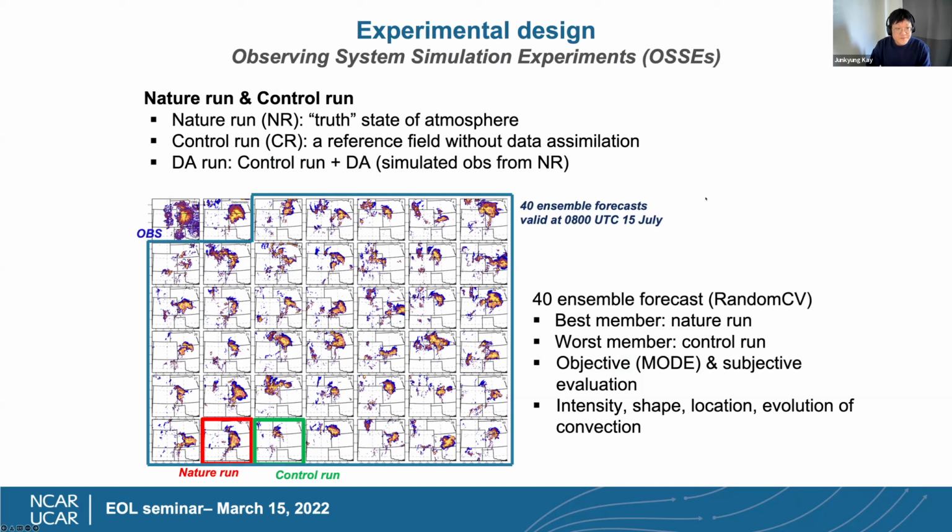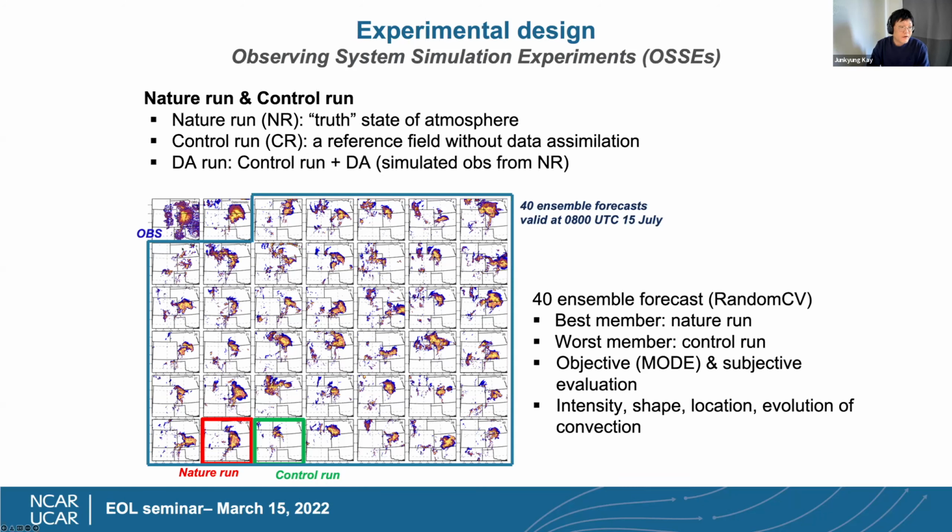Okay, as I explained before, the OSSE needs the nature run that is assumed to be the true state of the atmosphere, and it should be a very realistic and accurate state. And we also need the control run that is a reference state we would like to improve by data assimilation. So I made a faulty ensemble simulation and chose the best performing member as the nature run and the worst performing member as the control run here.